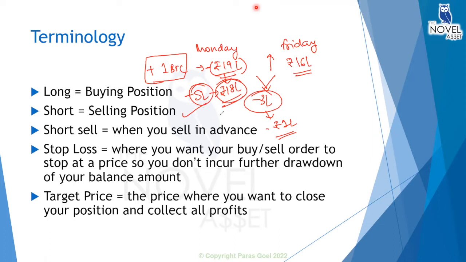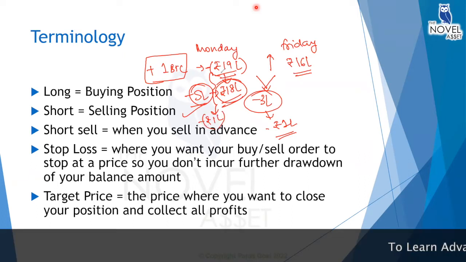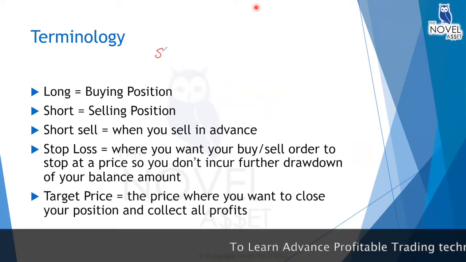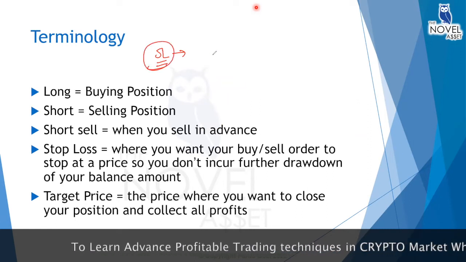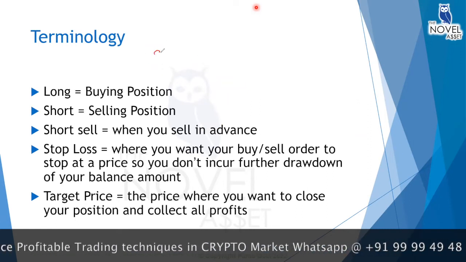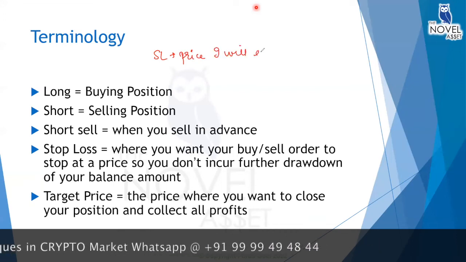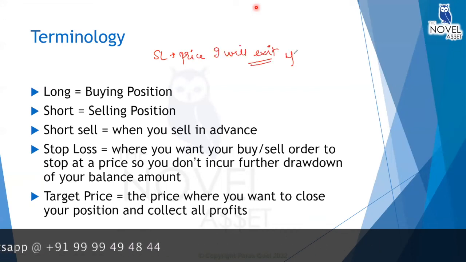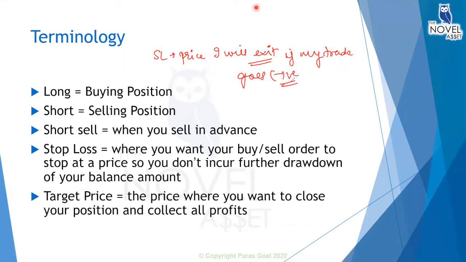So you don't have to do anything from your own side. You just have to put the SL at the correct price, and the software will exit your position at 18 lakh rupees. So now my whole loss will be only 1 lakh. Understood? Now, one principle you have to understand about the SL. This is one of the easiest terms to understand. SL is the price at which I will exit if my trade goes negative. Everyone agrees with me? The price level I will exit if my trade goes negative.